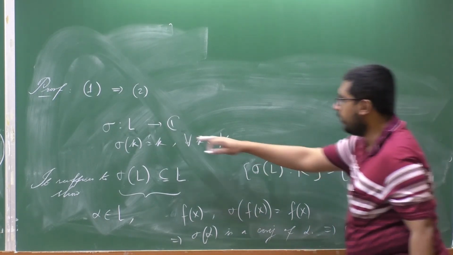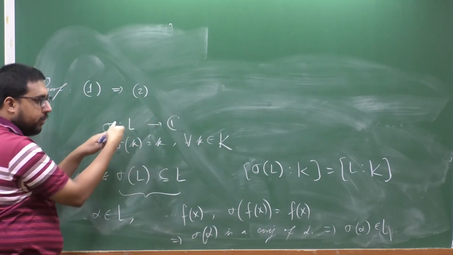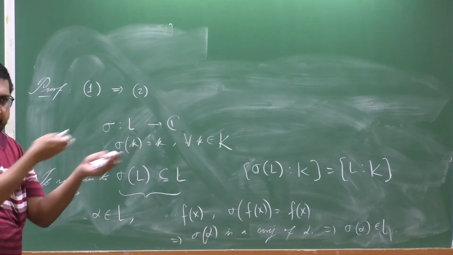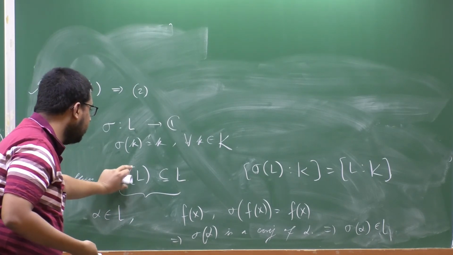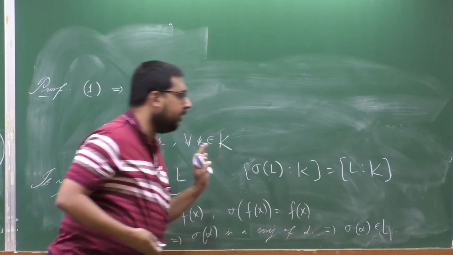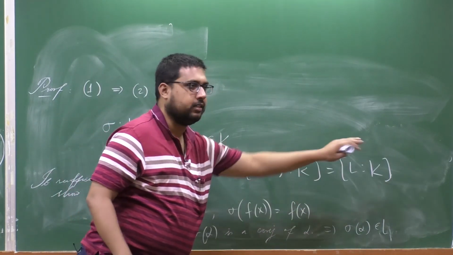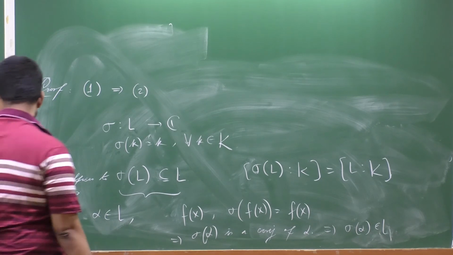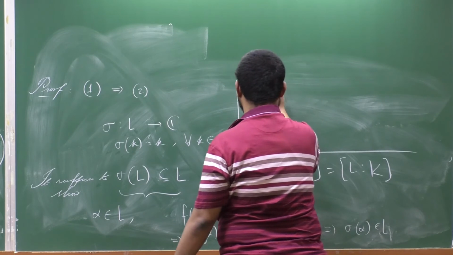So the main observation is that any homomorphic embedding that fixes k can be regarded as an injective linear map from L to C, with all the vector spaces regarded over k. Therefore, it has the same dimension over k, and since everything is finite dimensional, once we can show this, it is immediate that sigma of L equals L. So 1 implies 2 is fine.